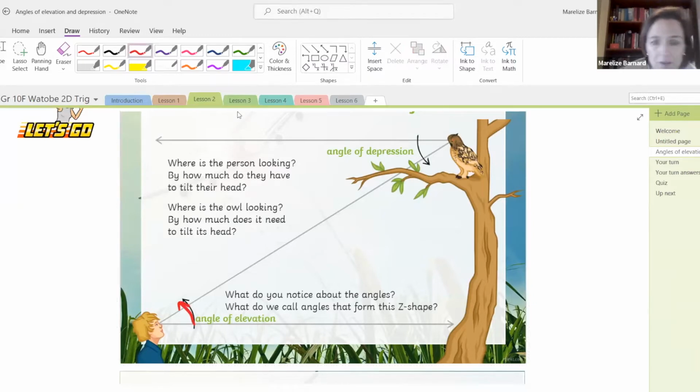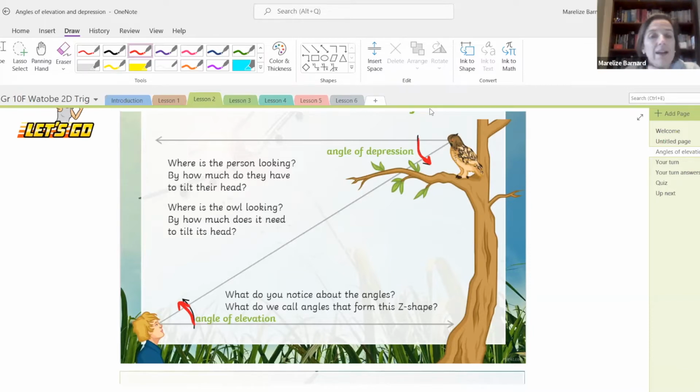Here's my angle of elevation. Now, the owl, in turn, is looking down at the boy. So again, we can draw this horizontal line and this line here from where the owl is looking down at the boy. And that angle is called the angle of depression. Think about depression as being low. If you're feeling a bit depressed and you feel low, so it is looking down. The owl is looking down.